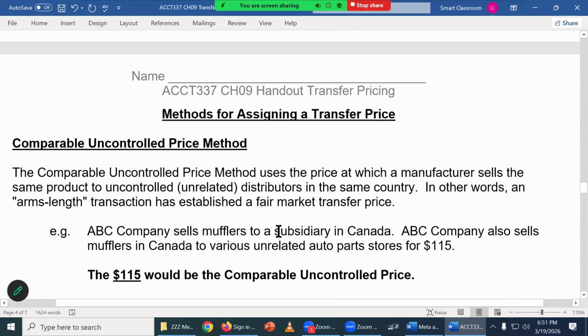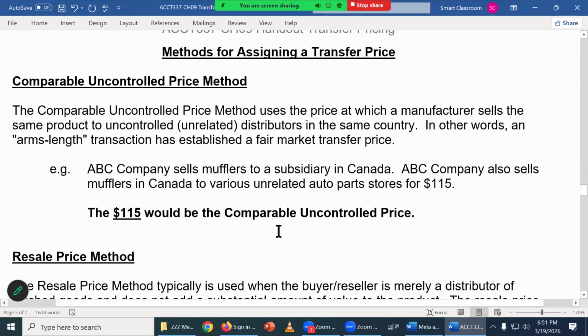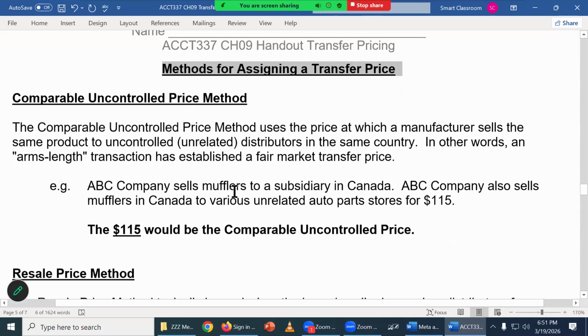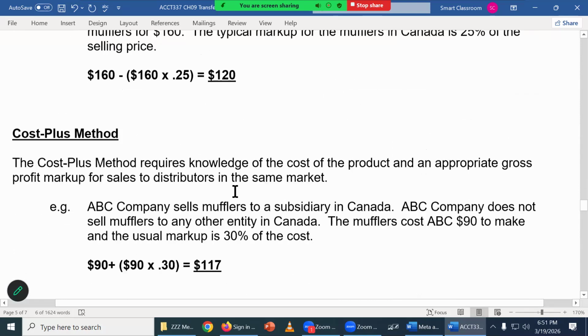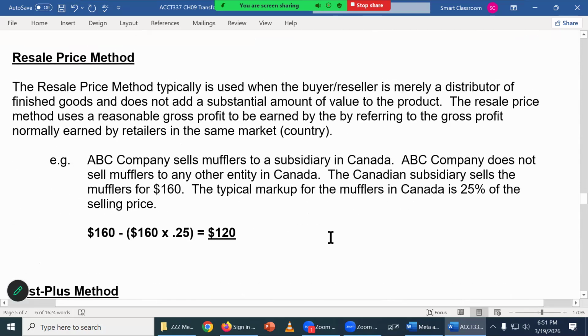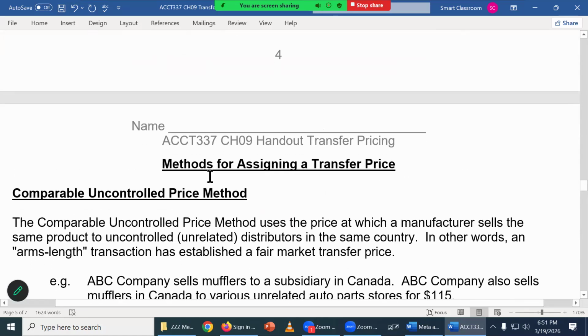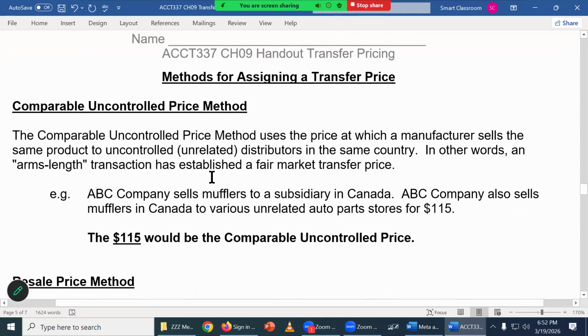All right, let's go to comparable methods for assigning a transfer price. I stupidly thought I was going to get done with this in the first hour. Stupid. All right. Comparable uncontrolled price method.